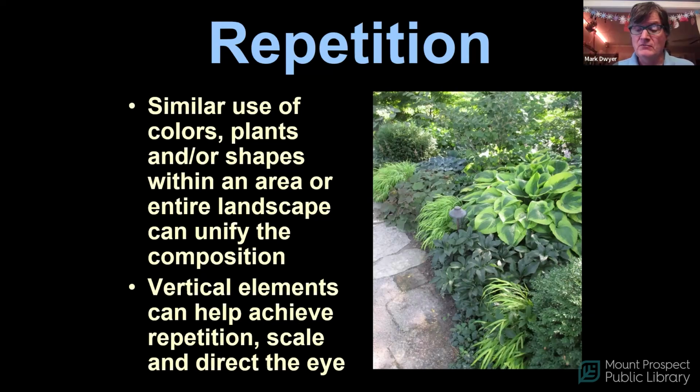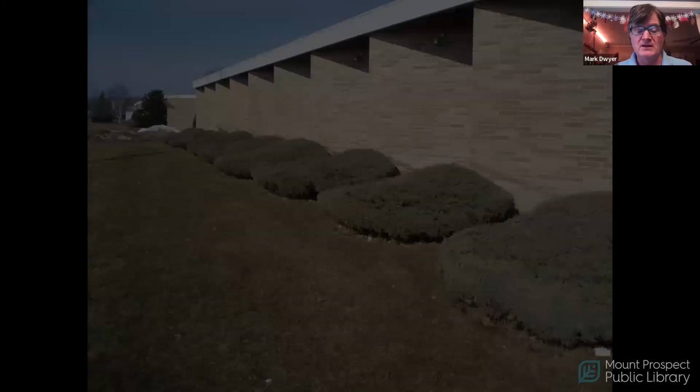Vertical elements can help achieve repetition. And remember, we don't garden in the 2 dimensions like the little plans I sketch. We have 3-dimensional elements. So vertical elements, remember the green obelisks in those boxwood parterres? Those vertical elements were repetitive. They had repetition. They offered scale. And many of our upright conifers and plants will also do the same thing.